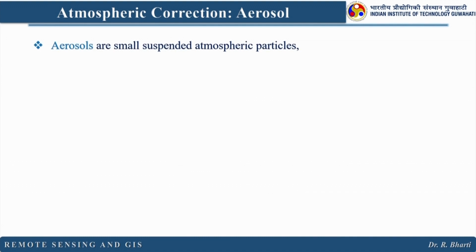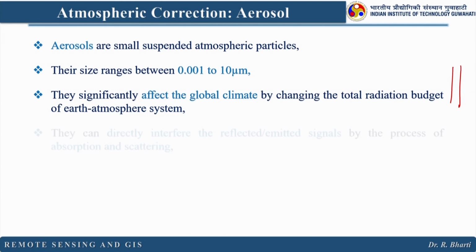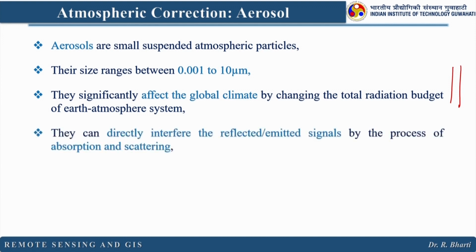Aerosols are small suspended atmospheric particles. Their size ranges between 0.001 to 10 micrometers. So, it is very small. They significantly affect the global climate by changing the total radiation budget of the Earth atmosphere system. And now we will see how this aerosol is going to affect our life as well as our remotely sensed images. They can directly interfere with the reflected or emitted signal by the process of absorption and scattering.